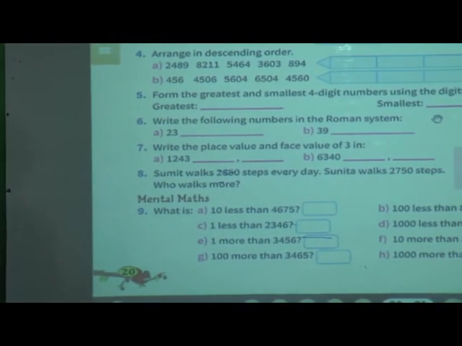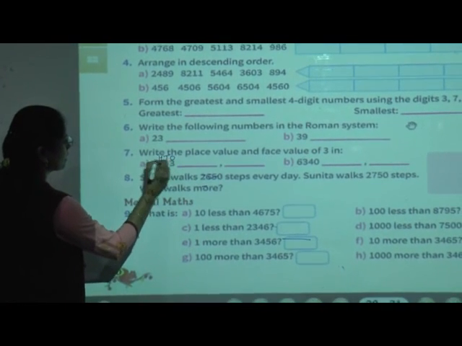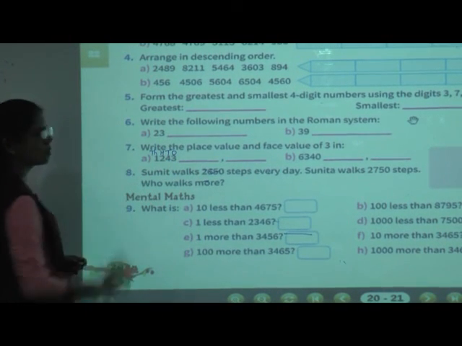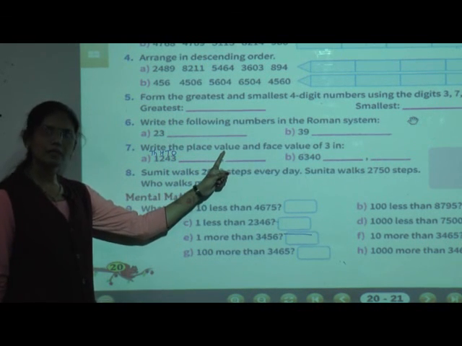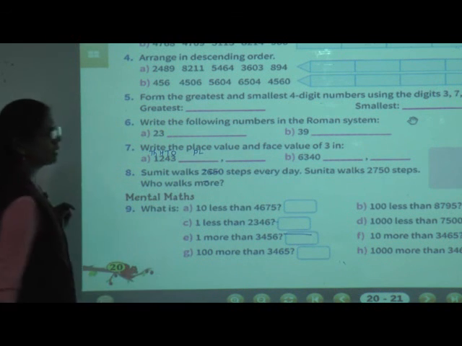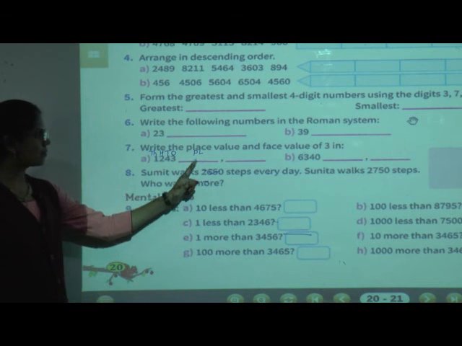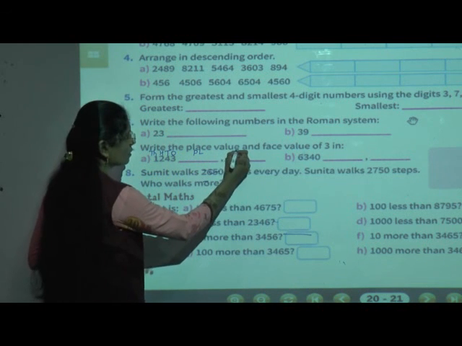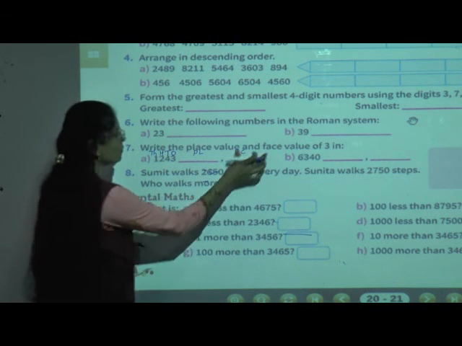See here, this is ones, this is tens, this is hundred, and this is thousands. Now we have to write the place value. First we will write place value, so I will write here PL. PL is a short form of place value. Here we will write place value, and here we will write face value. Face value means FV.